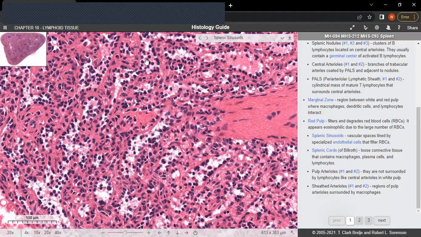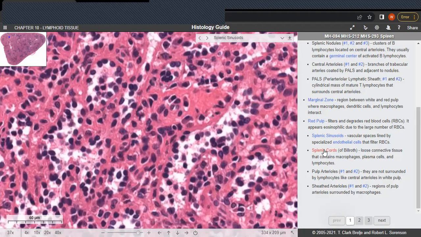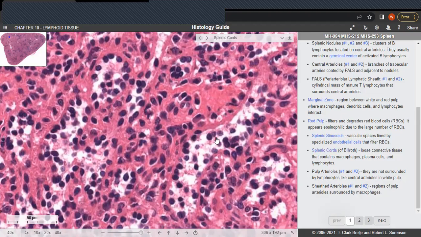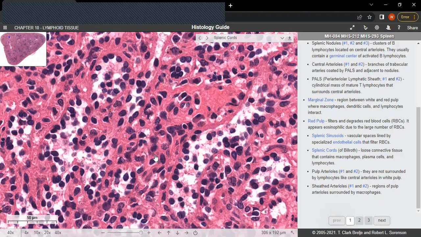I said the splenic sinusoids are separated by the splenic cords of Billroth. The splenic cords of Billroth are simply a meshwork. Like this is one sinusoid here, and this is another one. You can see in between you have cord-like structures, the splenic cords of Billroth. They are mainly composed of reticular cells and fibers, macrophages, antigen presenting cells and red blood cells.